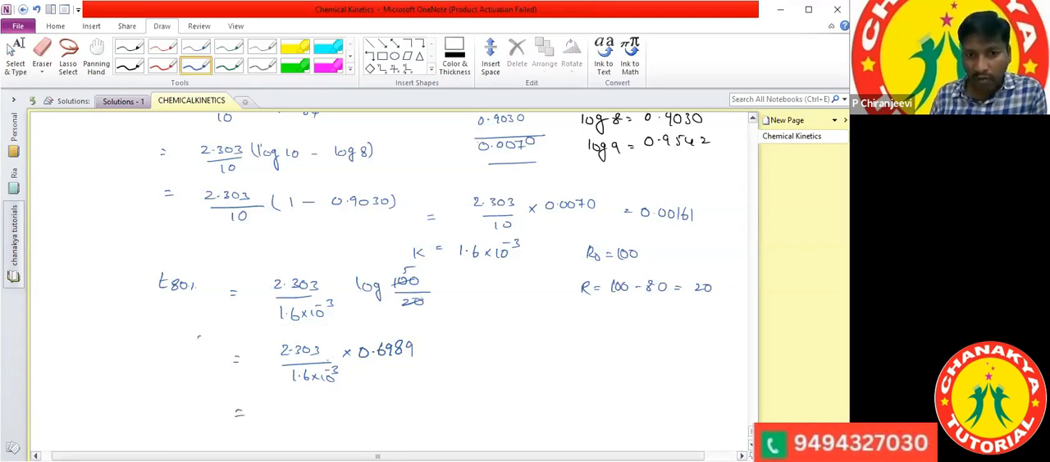If 10 power minus 3 goes to the numerator part, it becomes 10 power 3. So 2.3, okay, all of you can simplify this question. 2.303 into 698.9 divided by 1.6.